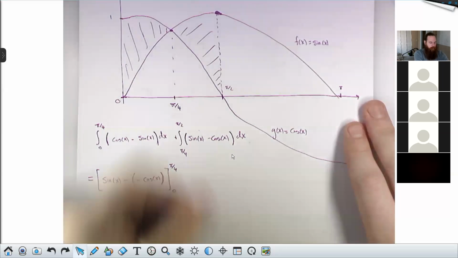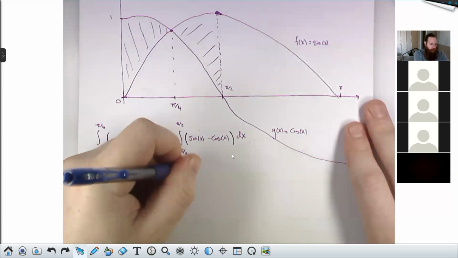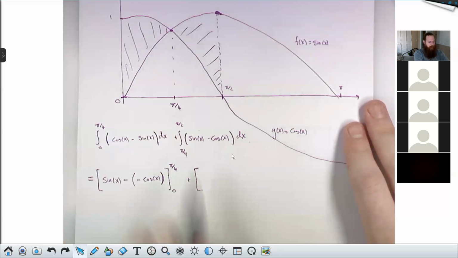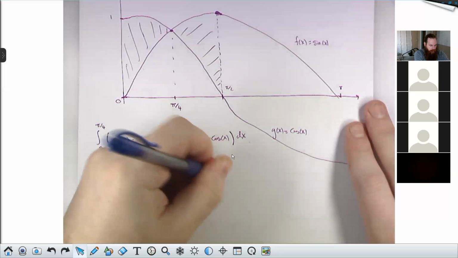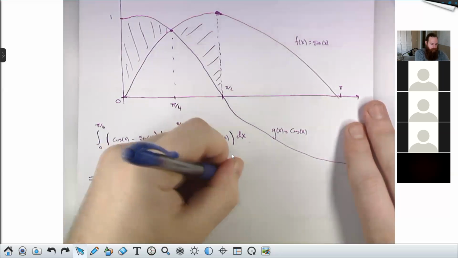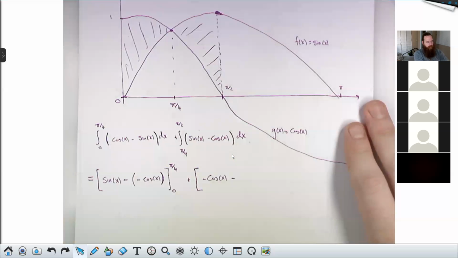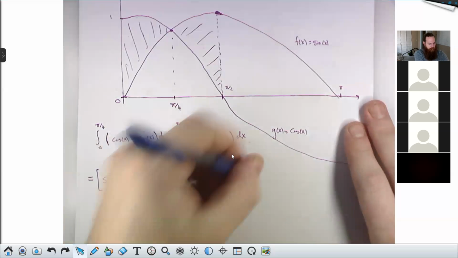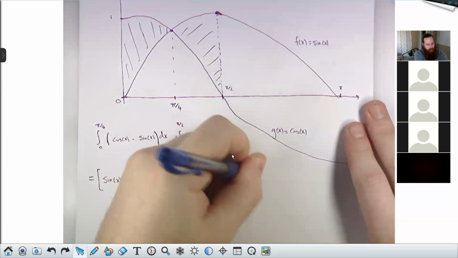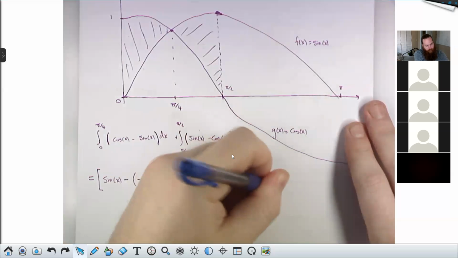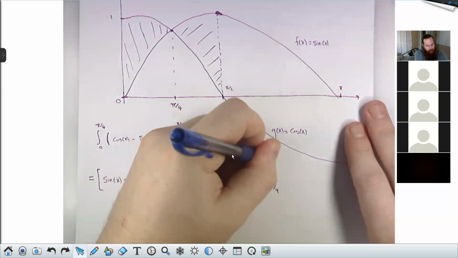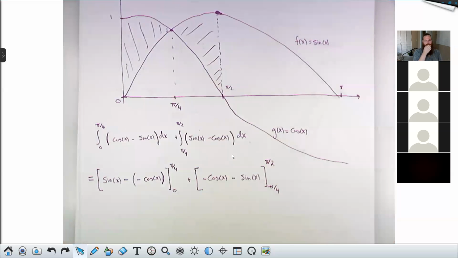And then my second integral, this will be plus, and I'll have another bracket here. Antiderivative for sine is negative cos. This minus is this minus. An antiderivative for cos is sine. And this piece gets evaluated between pi over 4 and pi over 2.